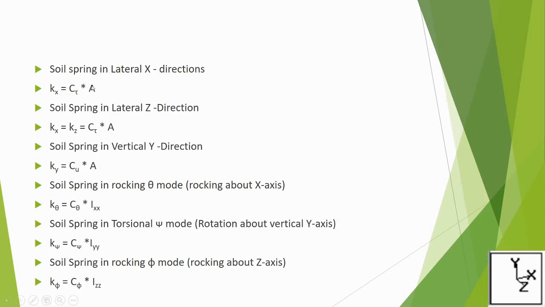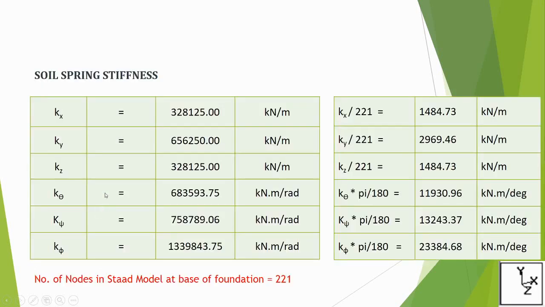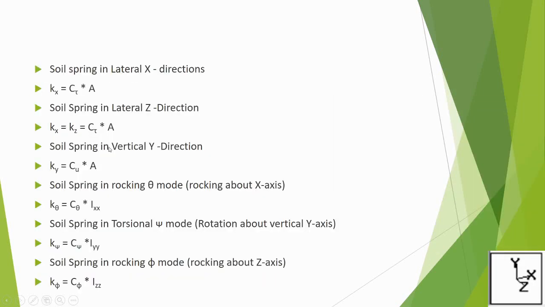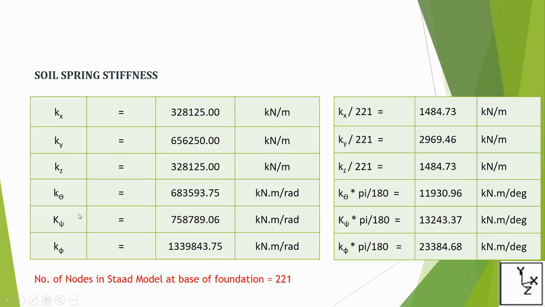This area is the base area of the foundation, and Ixx, Iyy, and Izz are the mass moments of inertia of the machine and foundation combined. We need to calculate them manually, and also get the values of Cu, C tau, C theta, C phi, and C psi, and from them we can get the values of Kx, Ky, Kz, K theta, K psi, and K phi. I had calculated it manually, and here the values are written. So we cannot input these values directly.